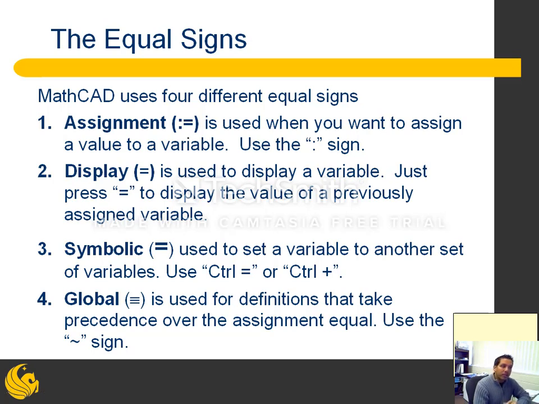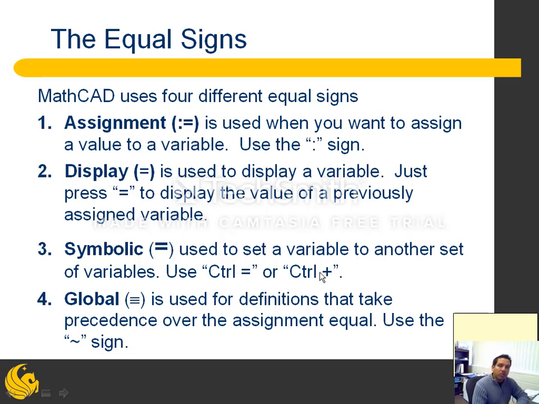Notice that there's an assignment equal, which is displayed in MathCAD as the colon equal. It is used when you want to assign a value to a variable. When you're defining or assigning a value to a variable, then you use the assignment equal, and it's entered into MathCAD using the colon sign. Then the display equal is used when you want to display the value of a variable that already exists, then you use the regular equal sign. And for this equal sign to work, the variable needs to already be defined. If it's not defined, then when you type in equal, MathCAD will understand directly that you're trying to define something, and it would input the definition equal or the assignment equal.